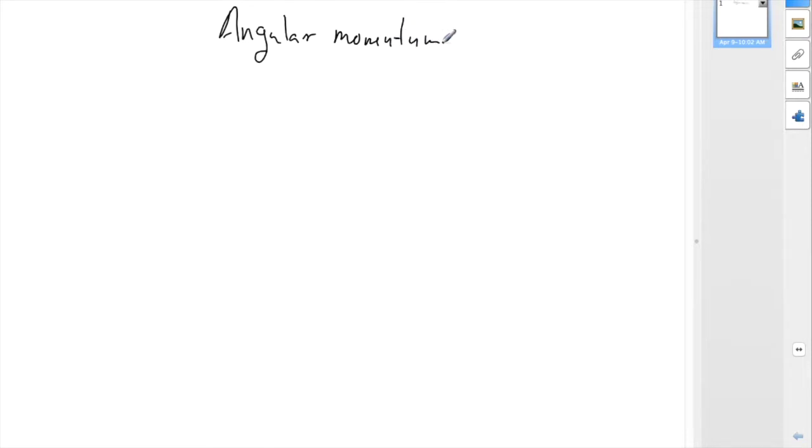Just like we've talked about linear momentum, P is equal to mv, we can actually define something called angular momentum, which is given the symbol L, which is going to be equal to r cross mv, and that's often written as m times r cross v.